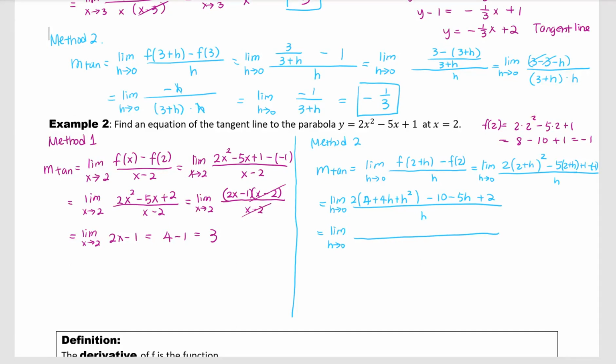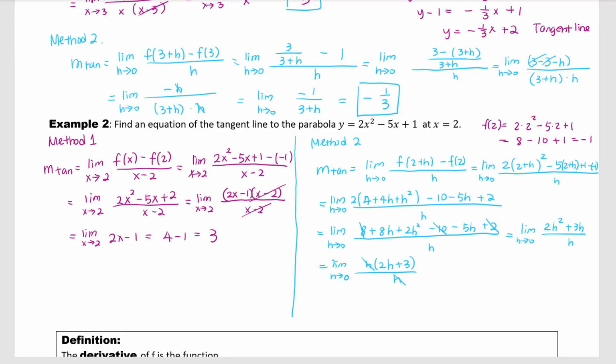And then next, we distribute. So 2 times 4 is 8, plus 8h plus 2h squared minus 10 minus 5h plus 2. Okay, now let's see. So 8 and 10 and 2 cancel. So how many h squared do we have? 2h squared. And then 8h minus 5h is 3h. Now you see all the numerator, they have a common factor h. So we can factor that out. Then we have 2h plus 3 all over h.